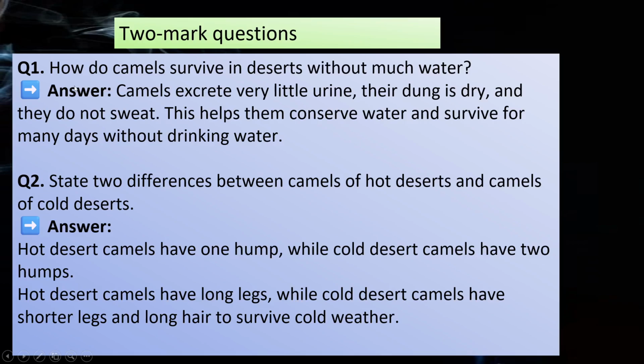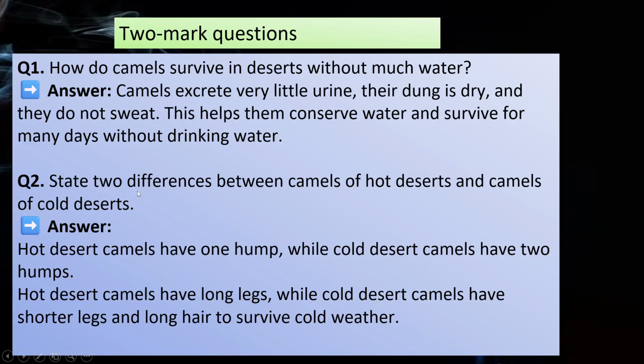2 marks questions. Question number 1. How do camels survive in deserts without much water? Answer: camels excrete very little urine, their dung is dry, and they do not sweat. This helps them conserve water and survive for many days without drinking water.